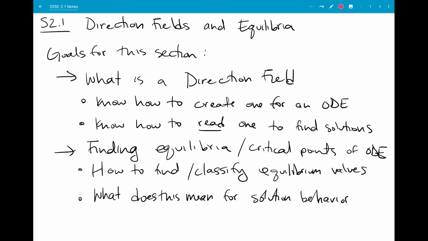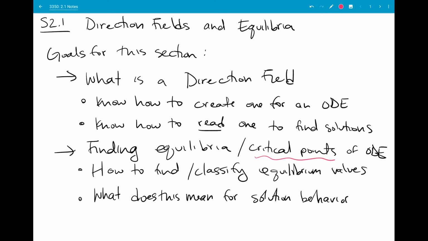After we go over direction fields, we'll move on over to equilibria. There are different ways to explore similar ideas. And so we're going to be finding equilibria or something called critical points. Those are just two different words for the same thing. I'll usually say equilibria, I think, just because I like that word.